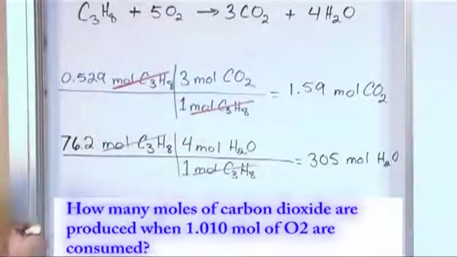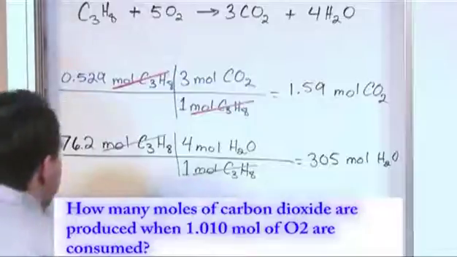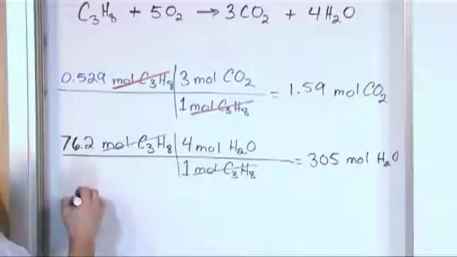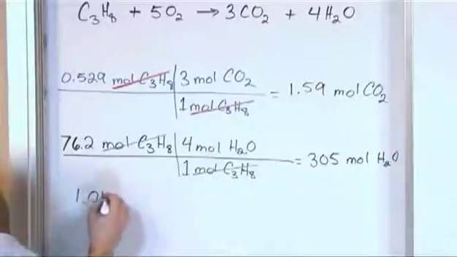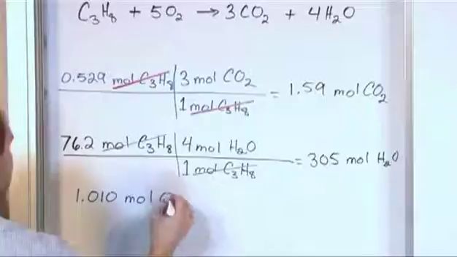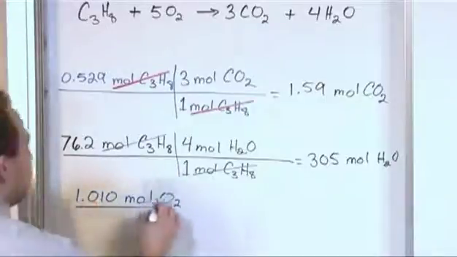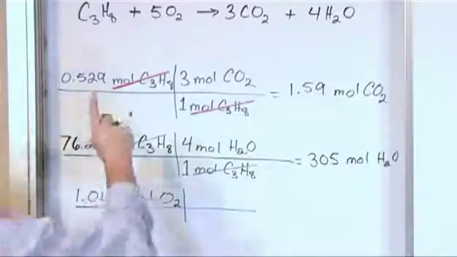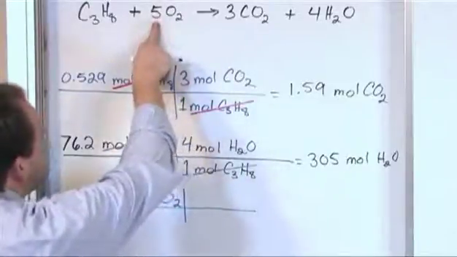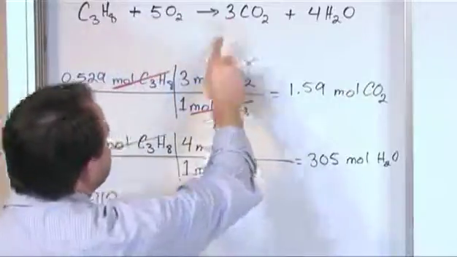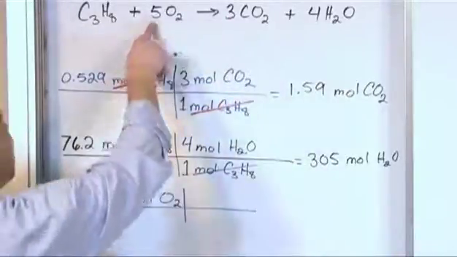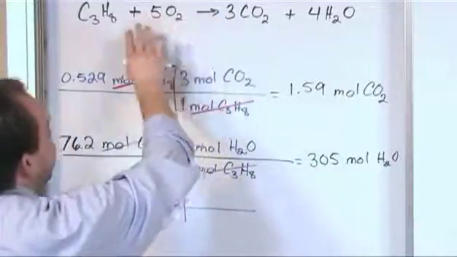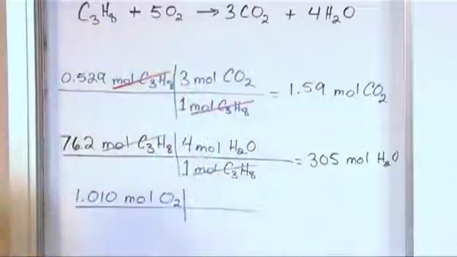Now we start exactly as we always have. We write down what we know. So in this case, we have 1.010 moles of oxygen, right? That's what we start with. And then we need to create a conversion factor. We're trying to figure out how many moles of carbon dioxide. So we know for every 5 moles of oxygen, 3 moles of carbon dioxide are produced. Let me say that one more time. For every 5 moles of oxygen, 3 moles of carbon dioxide are produced. So these two are the magic numbers that link how these two things are related in this reaction.